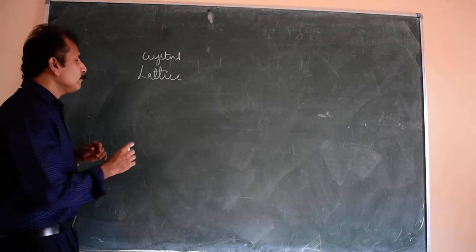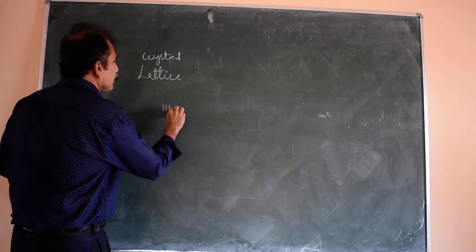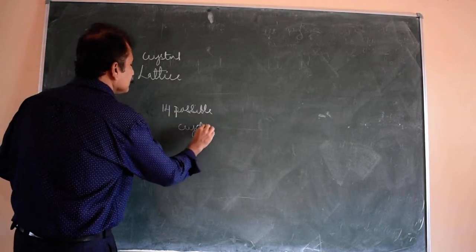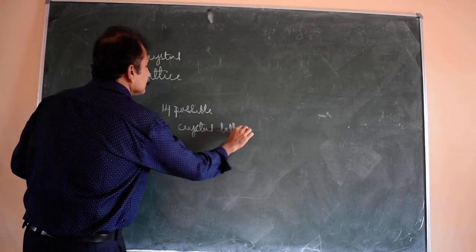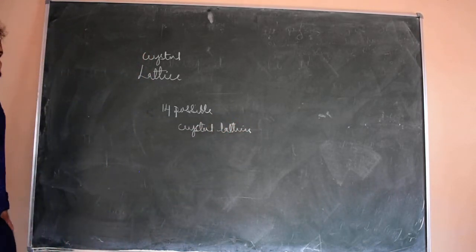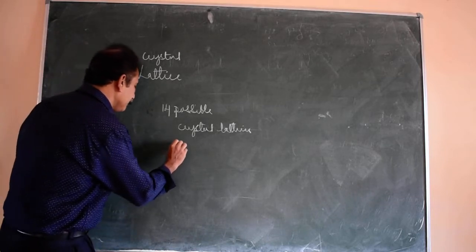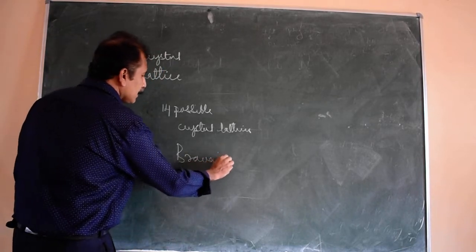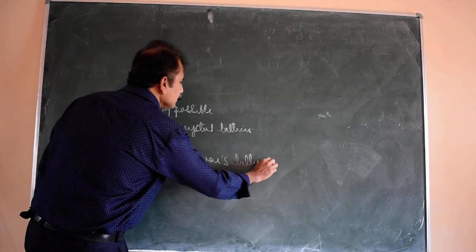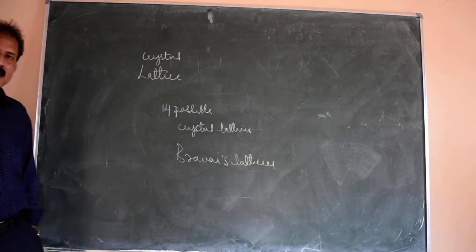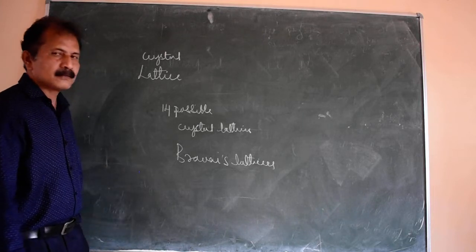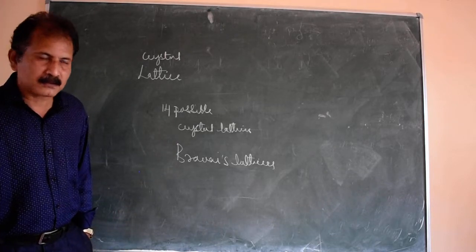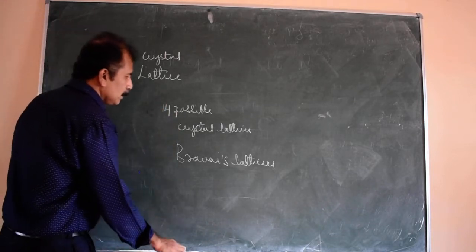Okay, so there are 14 possible crystal lattices. Okay, and these were given by a French mathematician called Bravais. Therefore, they are called Bravais lattices. So this is the first thing that you have to know, what is meant by a crystal lattice. Then comes the unit cell.